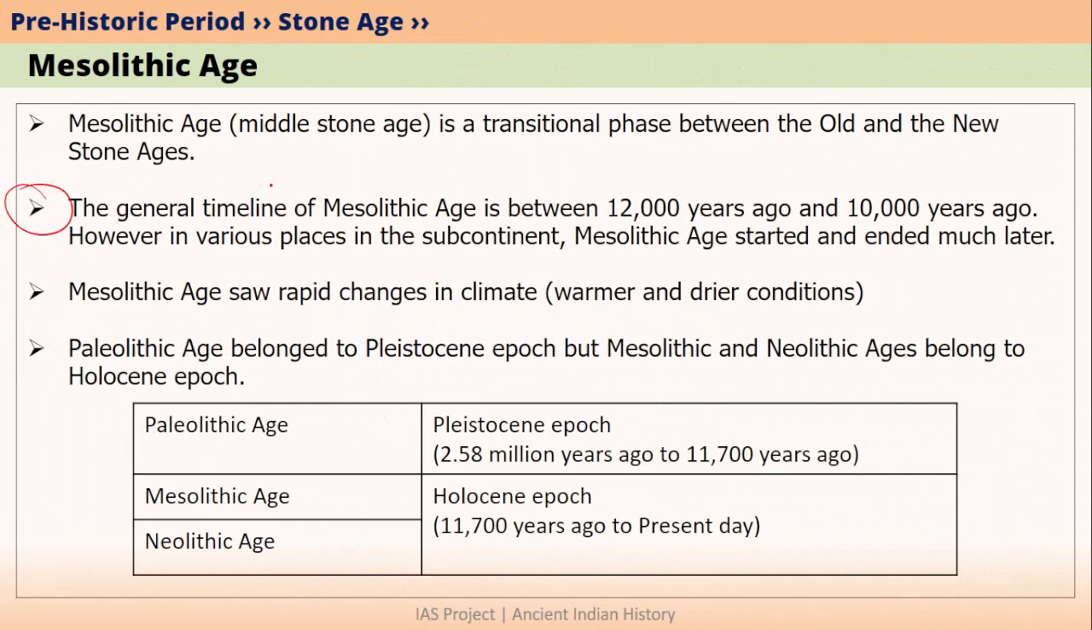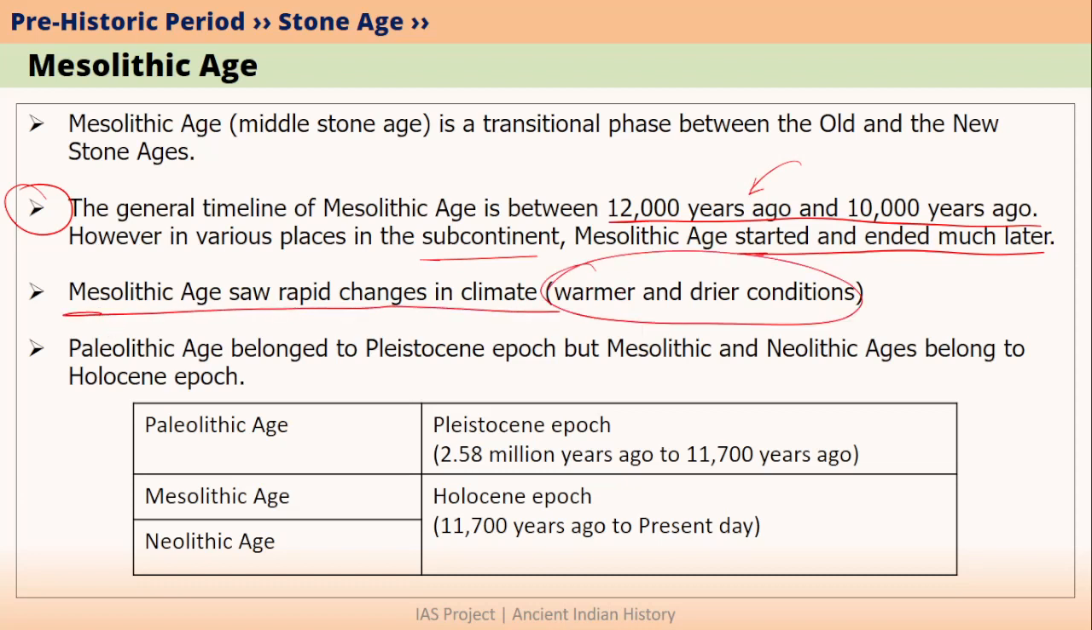As I have just stated, the general timeline of Mesolithic Age is between 12,000 years ago and 10,000 years ago. However, this is not the same everywhere within the subcontinent. In some places, it started and ended much later than these two time periods. As Ice Age ended at the end of Paleolithic Age, Mesolithic Age saw rapid changes in the climate. For example, warmer and drier conditions were there initially at the start of Mesolithic Age.